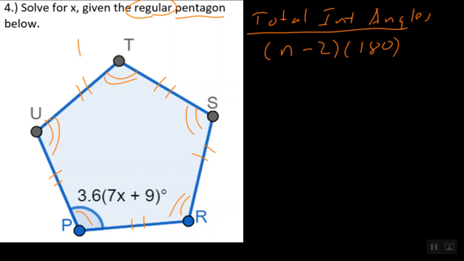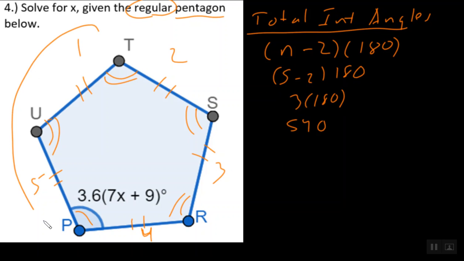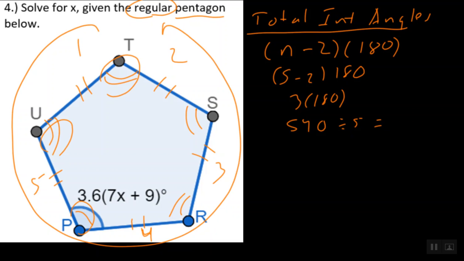Okay, well, we know we have 1, 2, 3, 4, 5 sides, and I promise that's a 4. And of course, we have 5 sides minus 2 times 180. And guys, 5 minus 2 is 3 times 180. And 3 times 180 is 540. Now remember, that is all 5 of those interior angles. So since they're regular and all 5 are the same, what we can do is divide by 5. And 540 divided by 5 will give us 108 degrees.